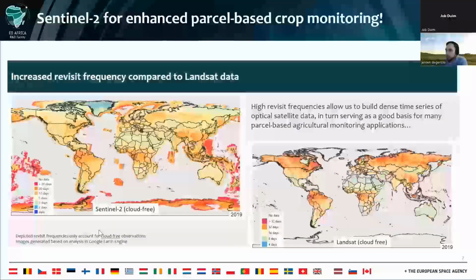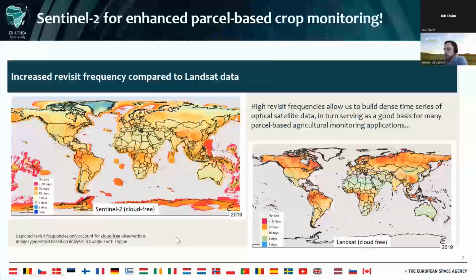Also, in terms of revisit frequency, so how often do we get an observation from our satellites? The Sentinel-2 is really stepping up the game compared to Landsat. Here in this image, you can see that on average, we get an image from Sentinel-2 every 5 days in most regions across the world. Whereas for Landsat, that was rather every 16 days. And of course, if a farmer needs to make management decisions based on real-time information on his parcels, then you want this information to be updated very regularly.